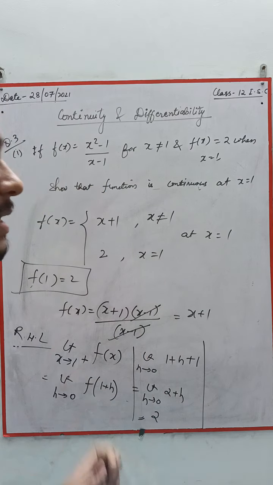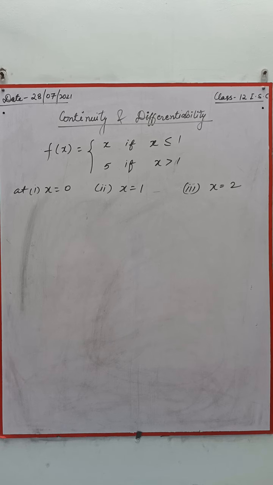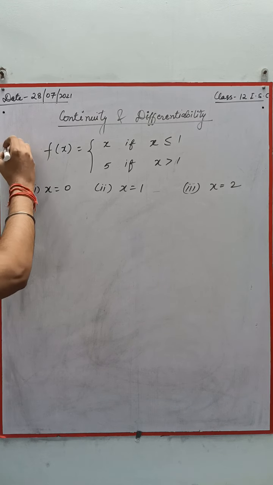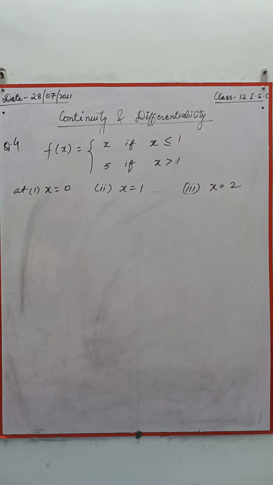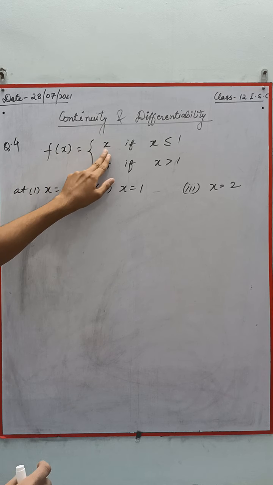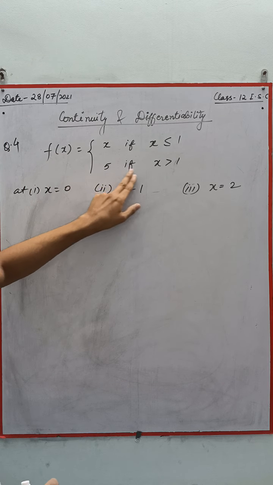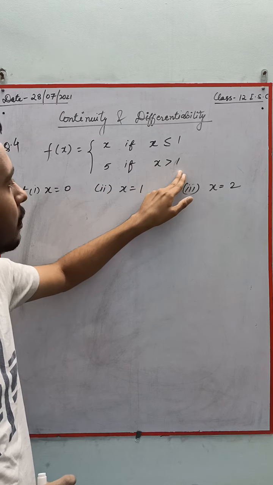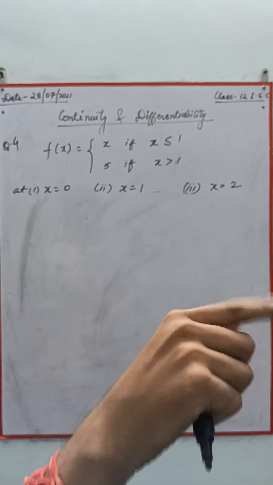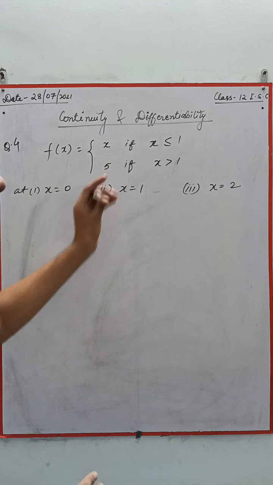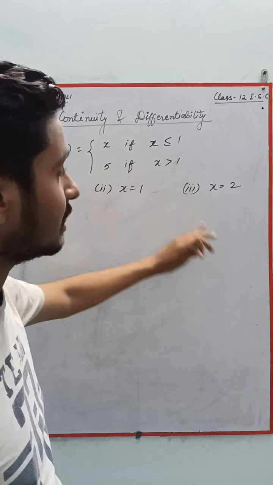Okay, let's see some more questions now. Let's see this question. I guess this is question number 4 in the book. The question says f(x) is equal to x if x is less than or equal to 1, and f(x) will give you 5 if you are taking x greater than 1. Now this is an inequality question. Previously we did x not equal to, and x equal to. Now this is another type of question. As I told you, there are just 2 or 3 types.